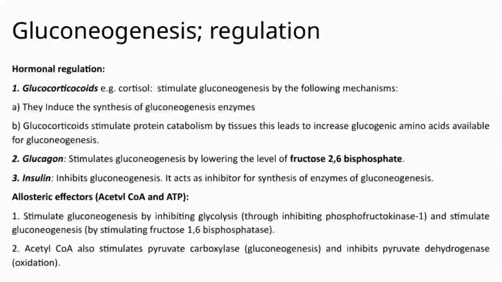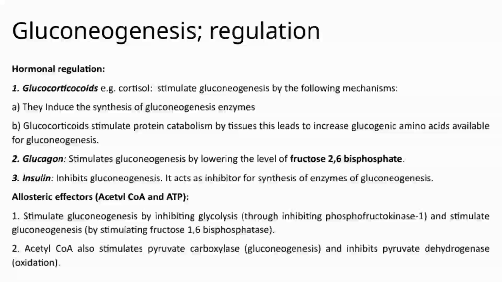Next, we consider glucagon. This hormone encourages gluconeogenesis primarily by lowering levels of fructose 2,6-bisphosphate. Since fructose 2,6-bisphosphate is an important regulator, its reduction shifts the balance toward glucose production. On the other hand, insulin acts as a counterbalance. It inhibits gluconeogenesis by preventing the synthesis of the enzymes involved, effectively turning down this pathway when glucose levels are sufficient.